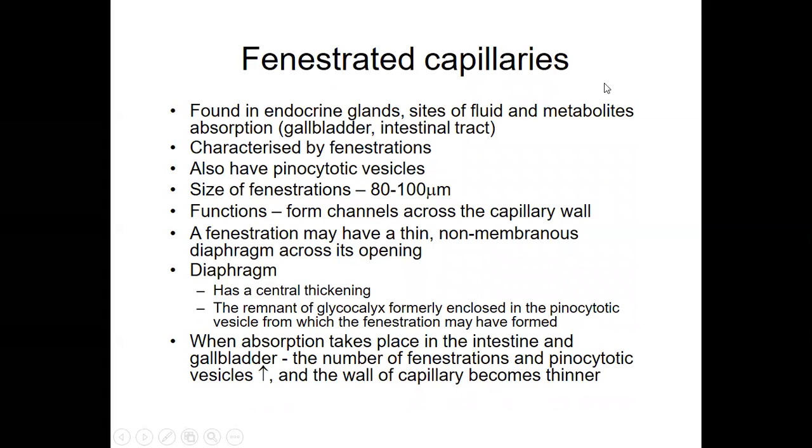How about the fenestrated capillary? Fenestrated capillary can be found in the endocrine gland, site of fluid and metabolite absorption, for example in the gallbladder, and also the intestinal tract. So what is the characteristic of the fenestrated capillary? It is characterized by the fenestration.